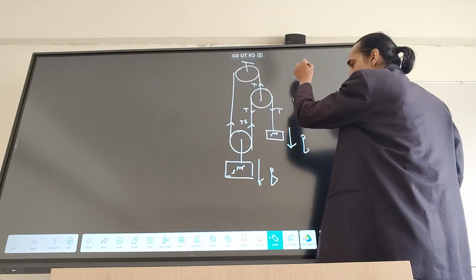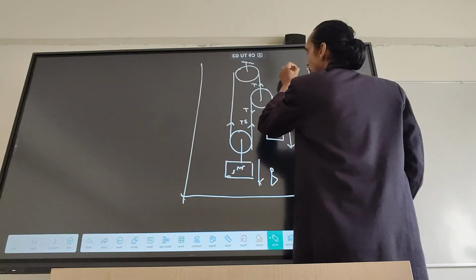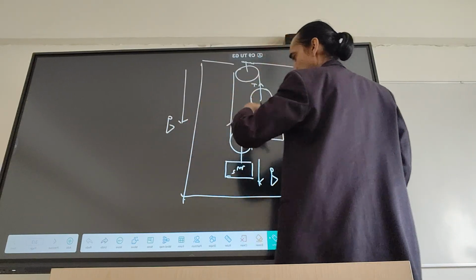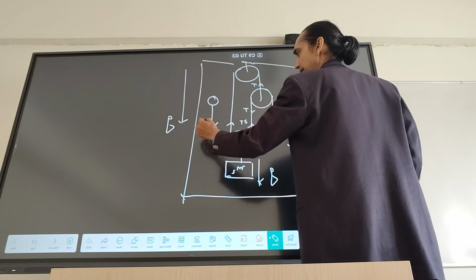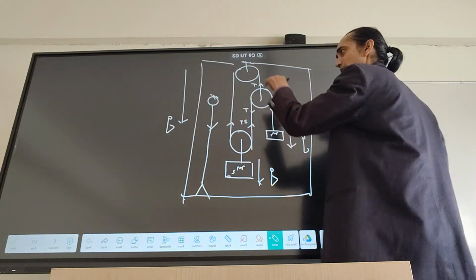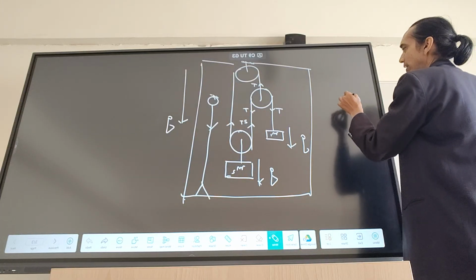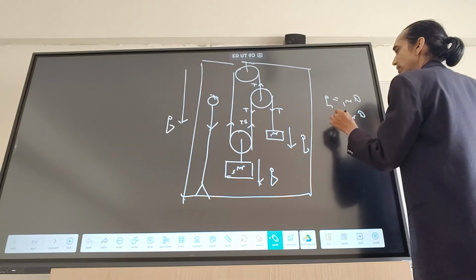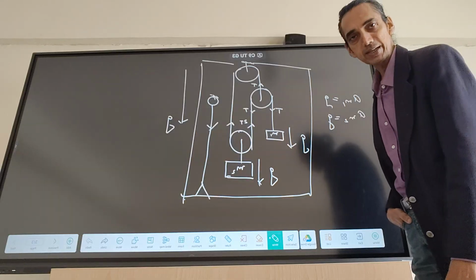We cannot realize the system as seen from the ground, but we can realize the system from an elevator which is falling freely under gravity. There you can. If we place ourselves in the elevator, then we'll be able to meet this situation. In that case, what can we say about the acceleration of M1? Acceleration of M1 will be g, and so will be the acceleration of M2. This elevator should be falling freely under gravity. In that case, it can be realized.